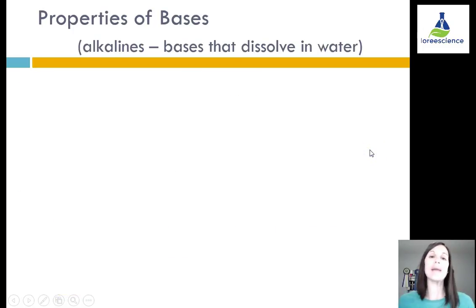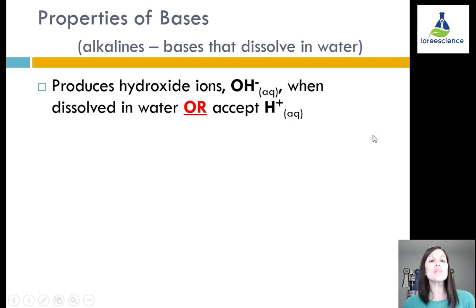So let's take a look at bases. Sometimes bases are called alkalines, but that's for a specific type of base. Those are bases that dissolve in water. Not all bases do, so we can't use those terms interchangeably, but sometimes it is, so just be aware of that little definition there. In terms of bases, there are two ways we can define them. They either produce a hydroxide ion, or OH negative, when they're dissolved in water, or they have the ability to accept hydrogen ions or protons.